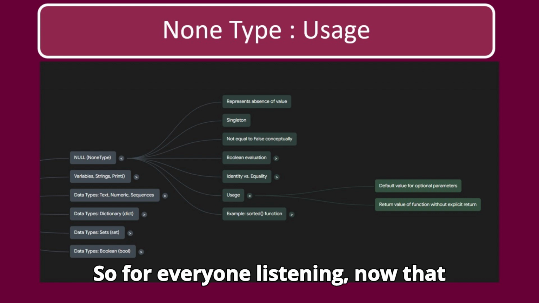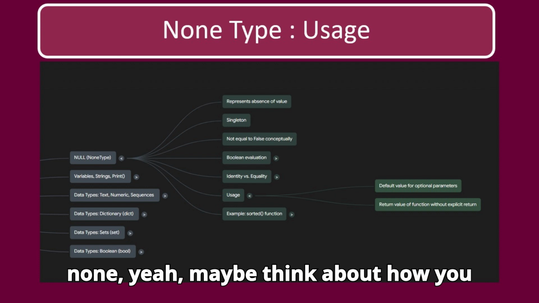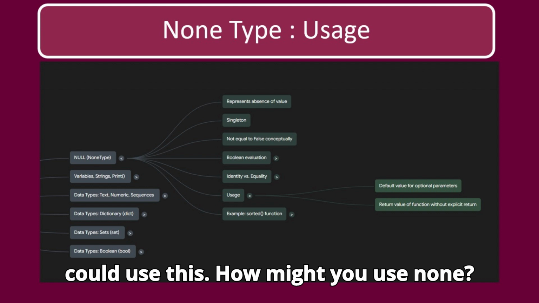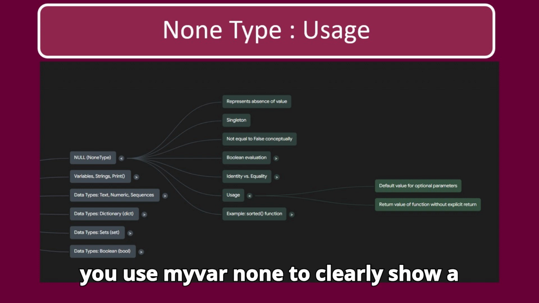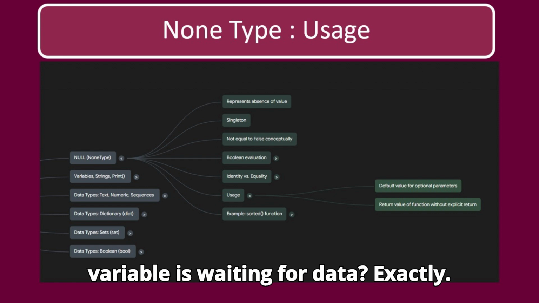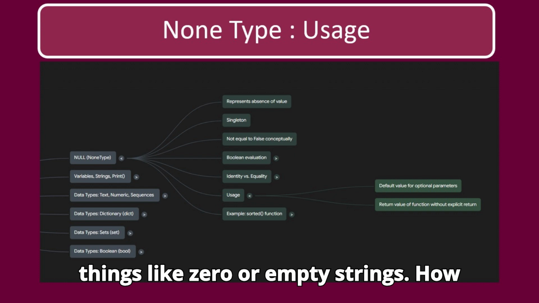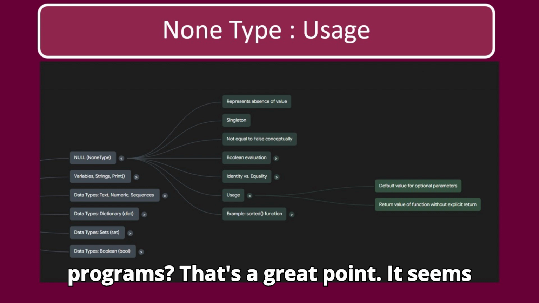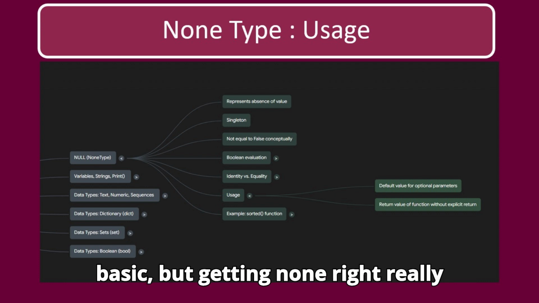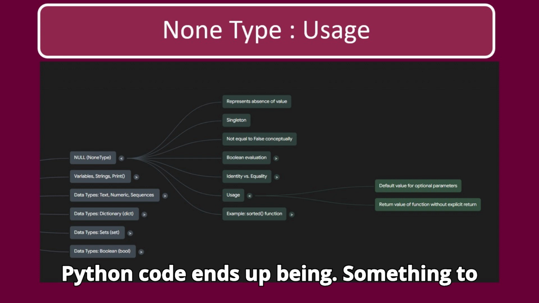So, for everyone listening, now that you've got, hopefully, a better handle on None. Yeah, maybe think about how you could use this. How might you use None as a default in your own functions to make them more adaptable? Or how could you use my_var = None to clearly show a variable is waiting for data? Exactly. And really reflect on that difference between None and other falsy things like zero or empty strings. How could getting that distinction wrong potentially mess up the logic in your programs? That's a great point. It seems basic, but getting None right really impacts how clean and reliable your Python code ends up being. Something to definitely mull over.